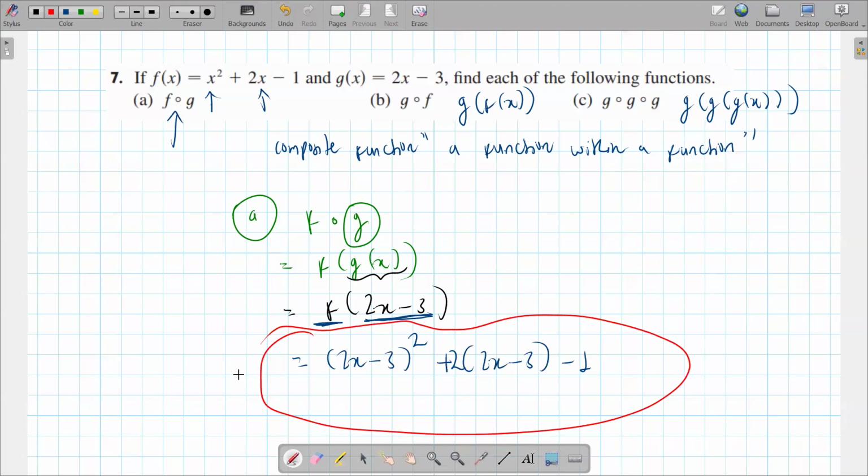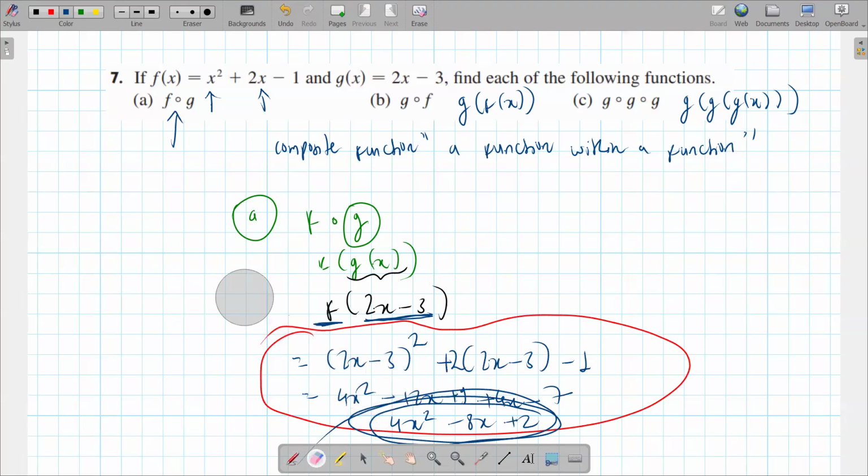Cool? And if you want, it's just 10 seconds. This will be 4x squared minus 12x plus 9 plus 4x minus 7. So it'll be 4x squared minus 8x plus 2. That'll be the final answer. So that's done. Let's try doing B.